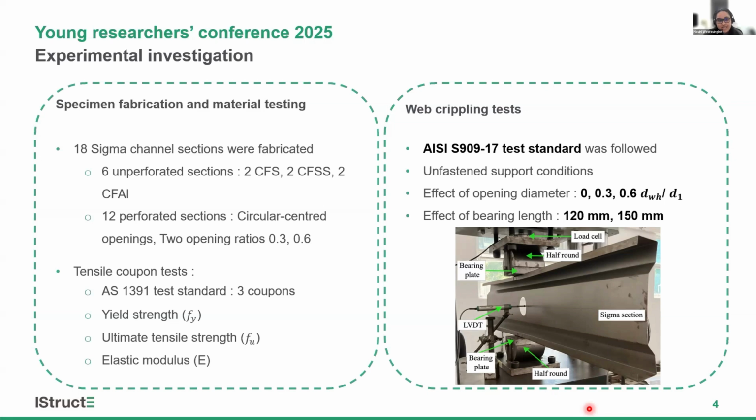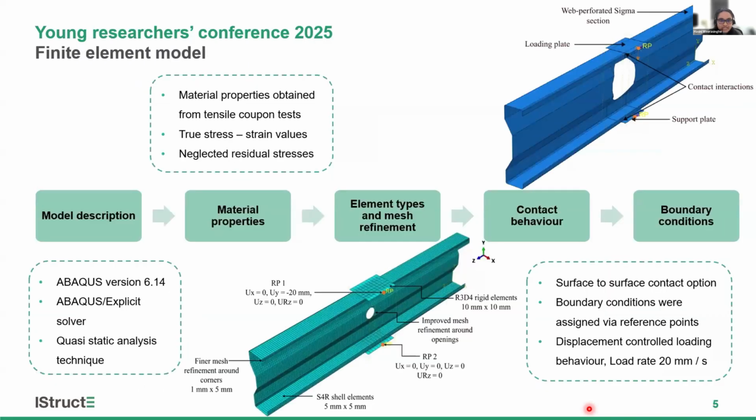So with that, in order to conduct a more detailed investigation, we developed a finite element model using the Abaqus software. And we obtained the material properties from the tensile coupon test and used it in the model. And here you can see the different types of elements and the mesh sizes which were used in the model. And to simulate the contact behavior, we considered the surface-to-surface contact option.